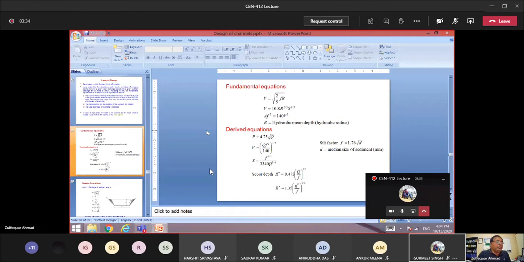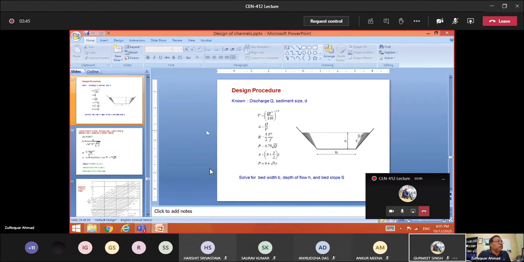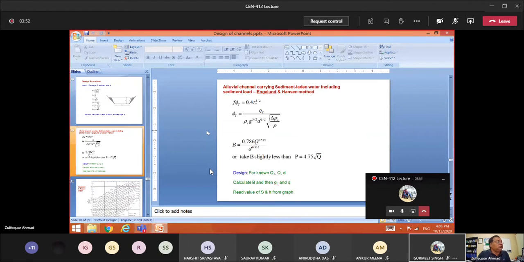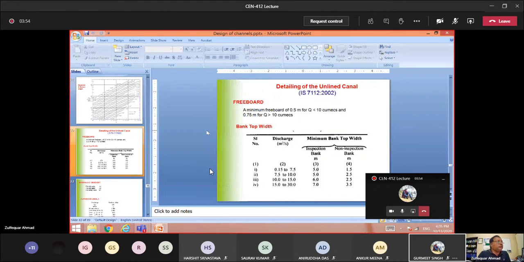Now today we have to discuss some salient features of the canals, because once we go for the construction of the canals, then in addition to the requirement of the section, we should know what other things are to be provided. So today we have to discuss the detailings of the unlined canal. First we'll discuss the detailing of the unlined canals, then the detailing of the lined canal.